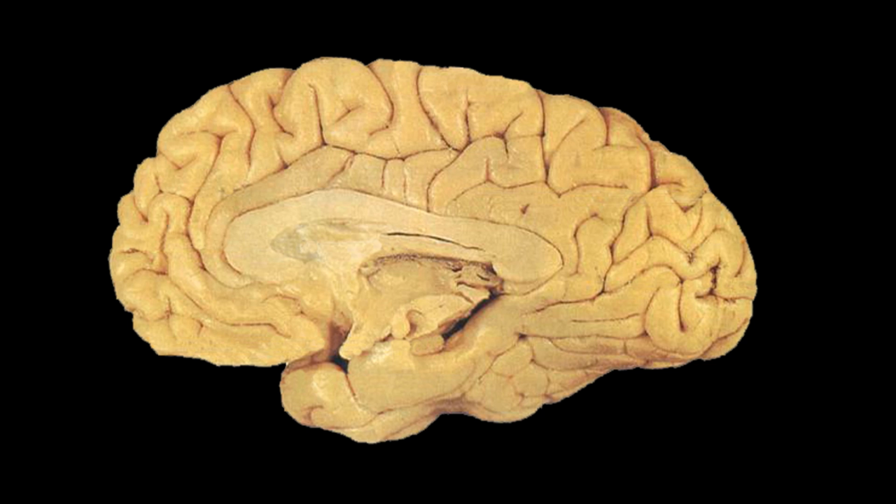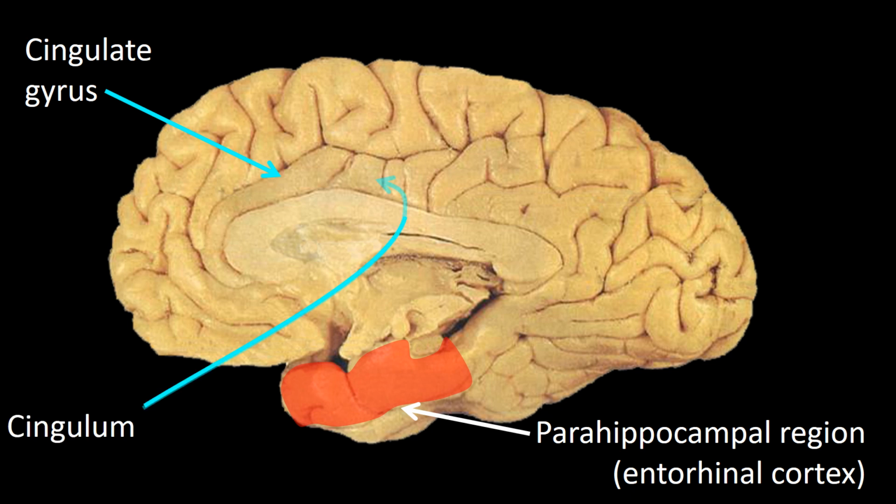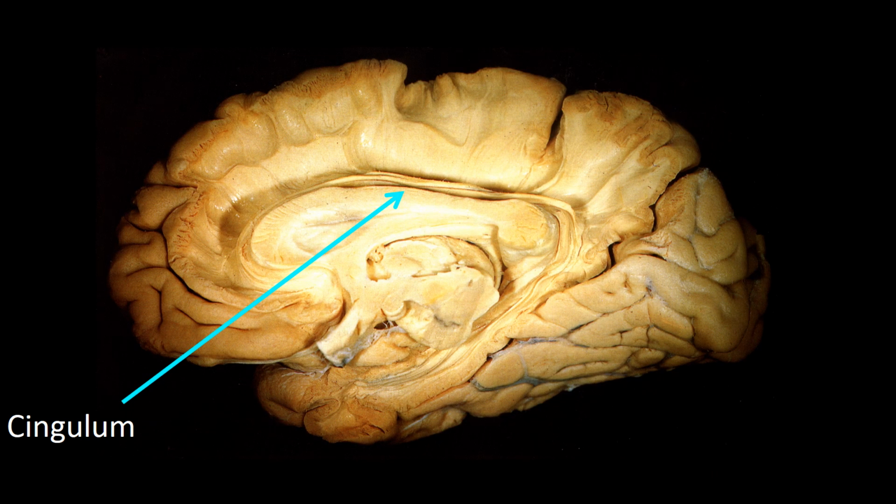This view allows a better look at this leg of the circuit. You can see the parahippocampal region and adjacent cortices which I have shaded, and also the cingulate gyrus. But you cannot see the connection between the cingulate gyrus and the parahippocampal region because this tract travels deep in the cingulate gyrus. This tract is called the cingulum, as we have just mentioned.